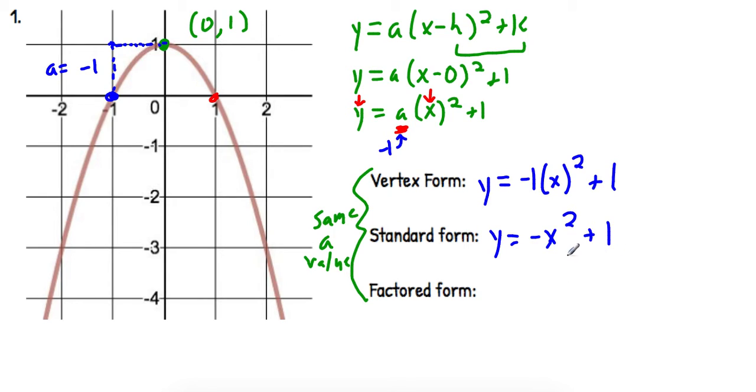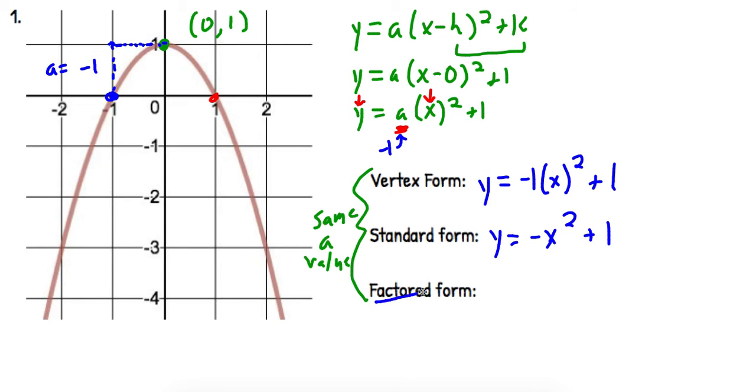So how do you know that you're in standard form? Well, I can clearly see what an a value is. I can clearly see what a c value is. I don't really have a b value, so that would actually mean that b is 0 in this case. But that's okay, it's still standard form. All right, so that's those two done.